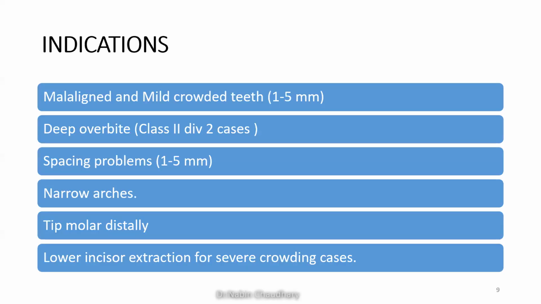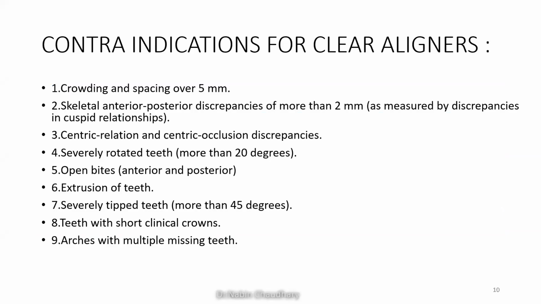Going to the indications for the clear aligners, they include malaligned and mildly crowded teeth up to 1 to 5 mm. Also, if there is a spacing problem of 1 to 5 mm, we can use the clear aligners. Also in cases of deep bites, mainly in Class II division 2 cases, in cases of narrow arches, and we can also tip the molar distally. And also in lower incisor extraction cases we can use the clear aligners.